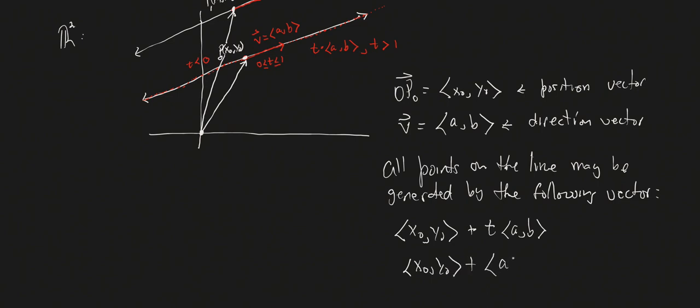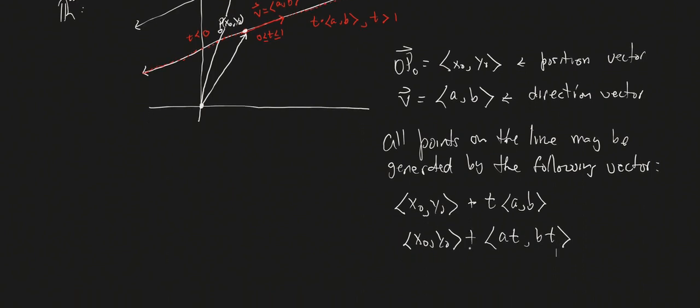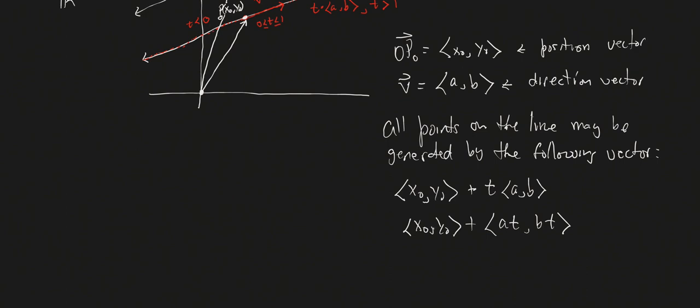So I'll write it like this, AT, BT, right? And then add the corresponding components, because again, these are two vectors in R2, sorry. So then we end up with this: x0 plus AT, comma, y0 plus BT. And this is the famous vector form for the equation of a line that passes through point x0, y0 with a direction parallel to the vector AB.